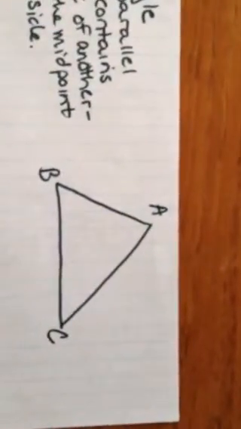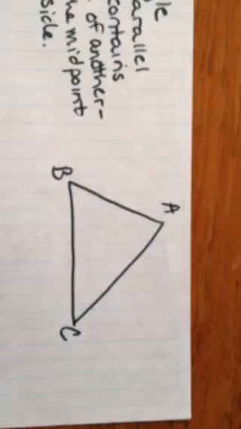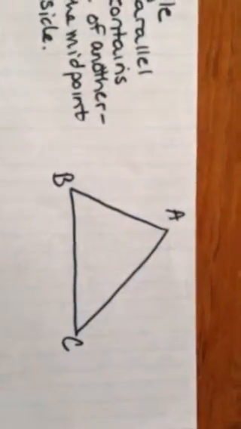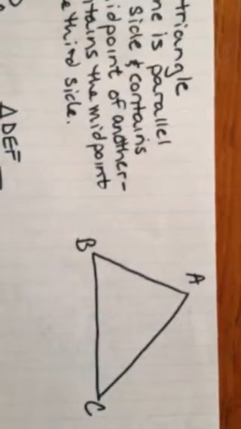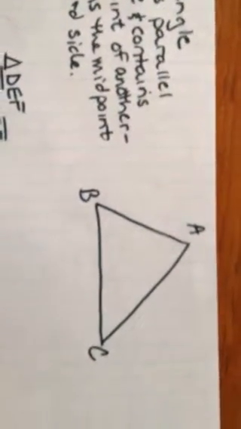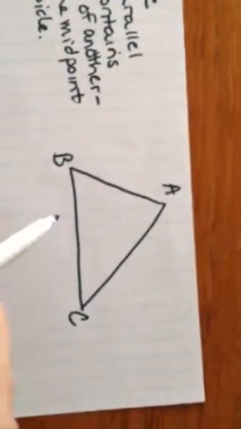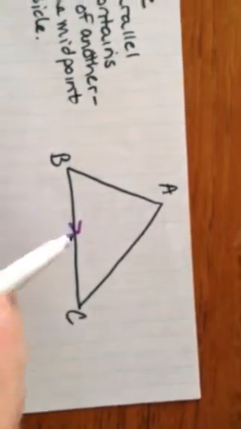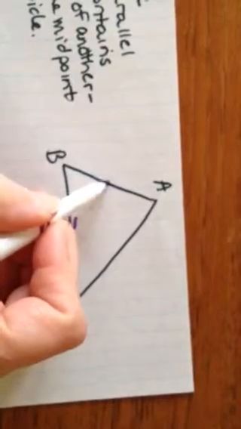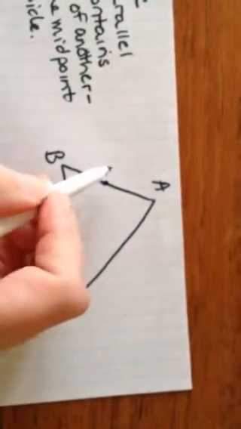So the second part of our lesson today talks about triangles, and it says that in a triangle, if a line is parallel to a side and contains the midpoint of another, it contains the midpoint of the third side. All right, so I'm going to draw a line that is parallel to this one, and it has the midpoint of this side.